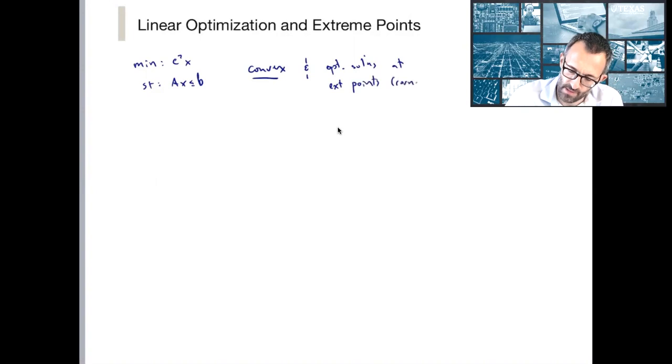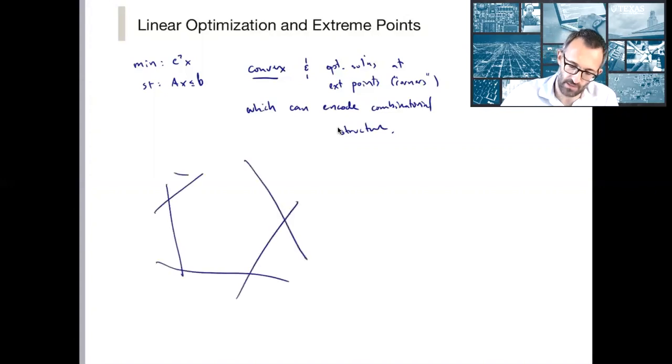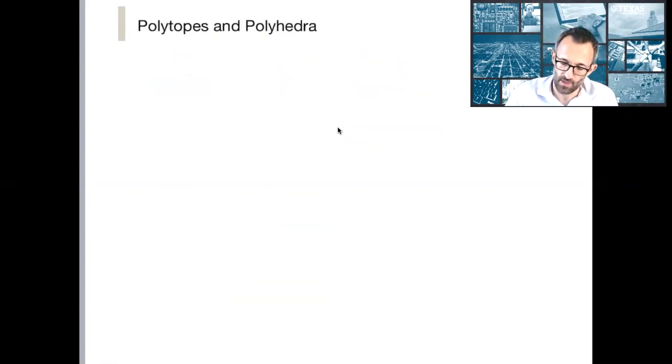You can just think about extreme points as corners, which have the power to encode combinatorial structure. And that is the whole power here of linear programming. And again, our picture here is this. And so we have our extreme points. So let's start with the basic objects that we're interested in.